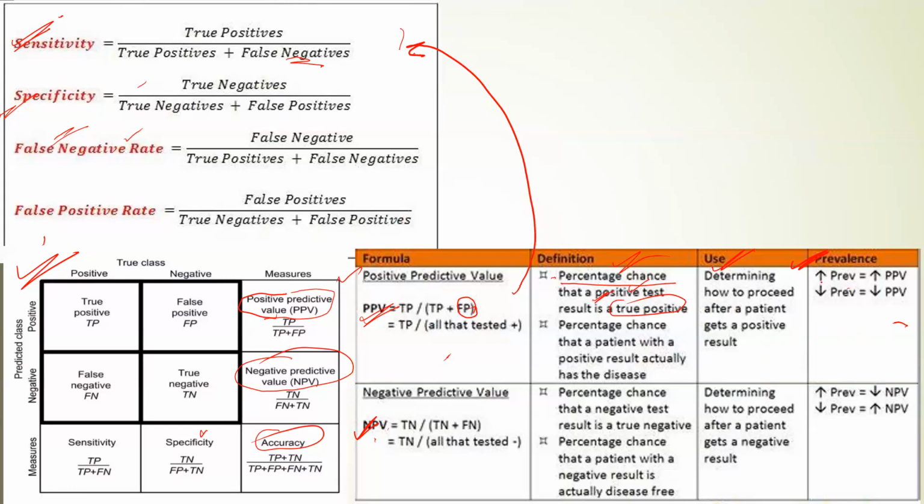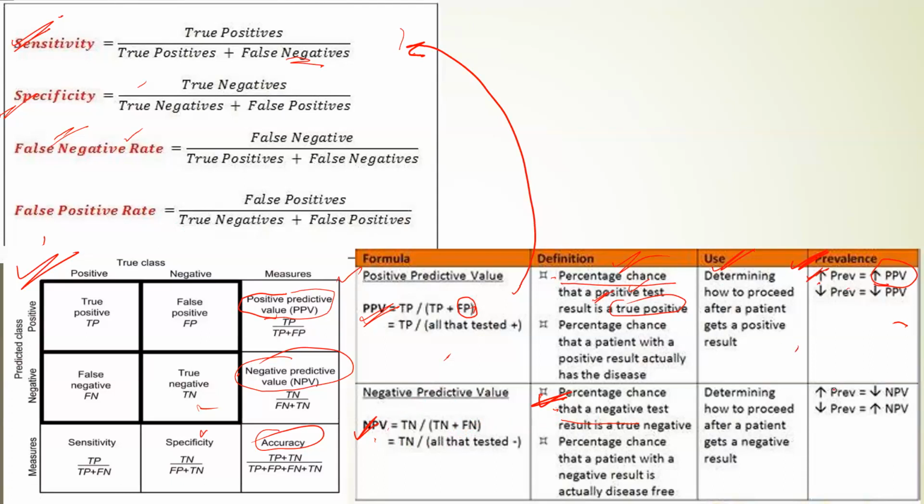Now, what they ask you about is this thing. Remember, whenever the positive predictive value is high, the prevalence is high. So a high positive predictive value is associated with a high prevalence. Now, moving on to negative predictive value. Negative predictive value is the percentage chance that a negative test result is a true negative. That is the chance that a patient with a negative result is actually normal or disease-free.